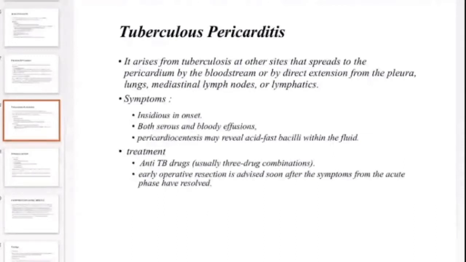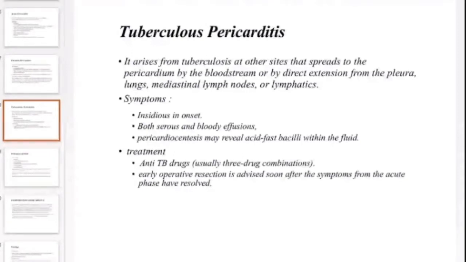It should be sent for acid-fast bacilli to confirm your diagnosis. This is due to tuberculosis. Now, how do you treat this one? We should start with the anti-TB, and with the anti-TB you should give steroid because it is an extrapulmonary one. Steroid will make less complicated fibrosis with the TB pericarditis.